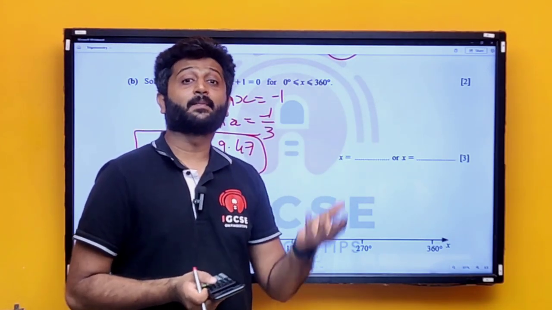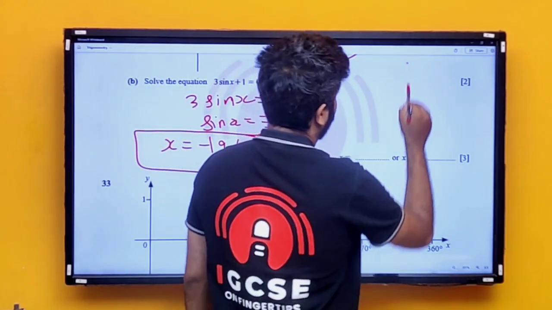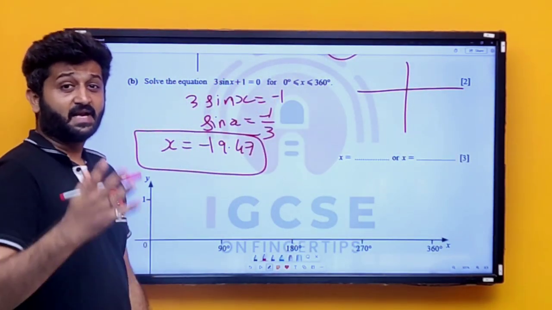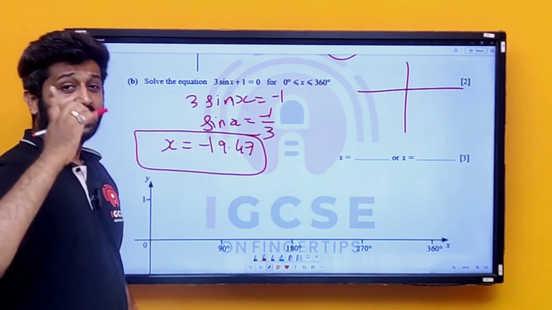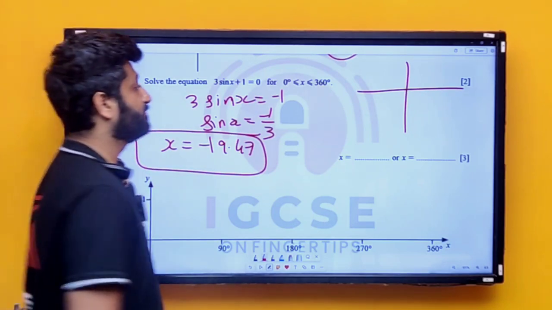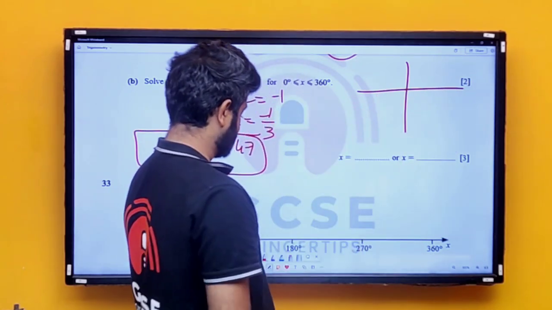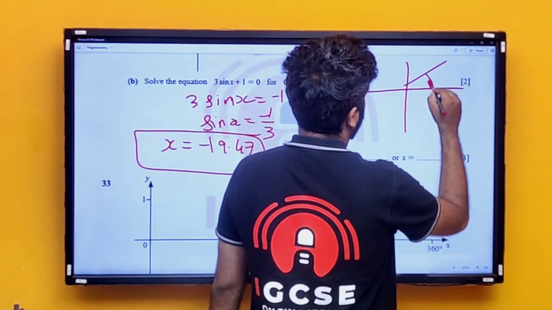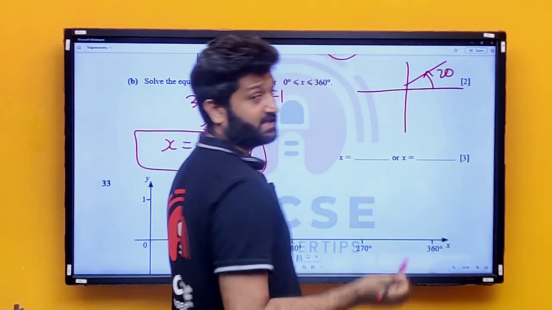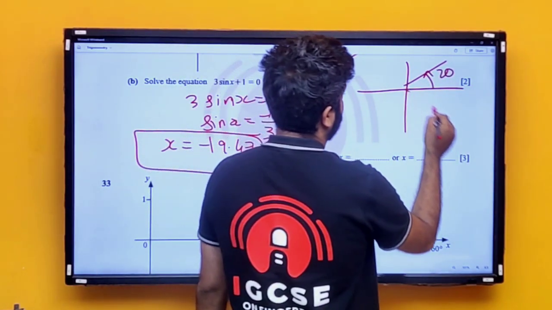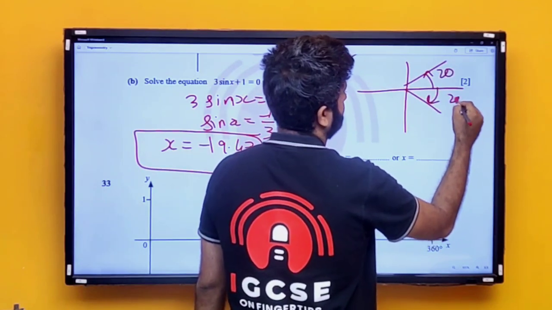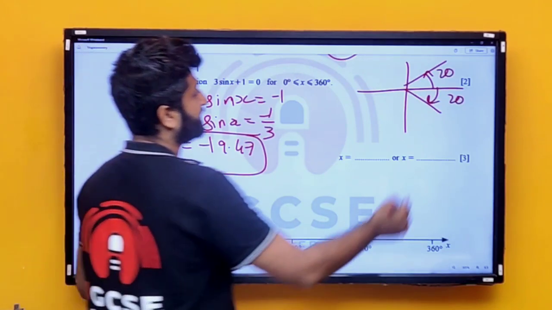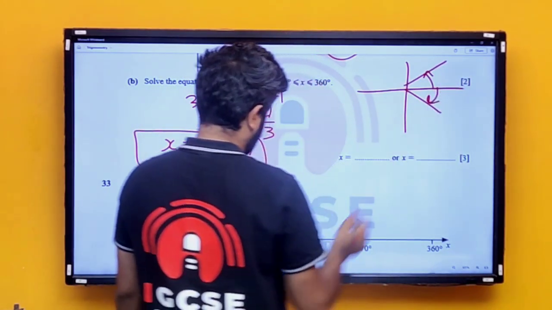So I have to find two answers which are in my range. See, now let's say this is my quadrant. Negative angle means it is measured in clockwise direction. Now what do I mean by that? See, if I say 20 degree, which means this is my 20 degree. But if I say negative 20, it means the angle is measured something like this. Right? So I have this 19.47.